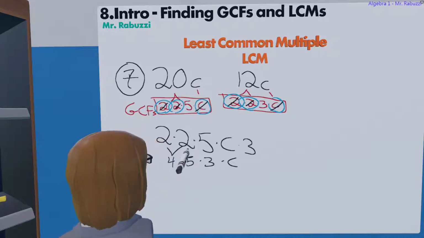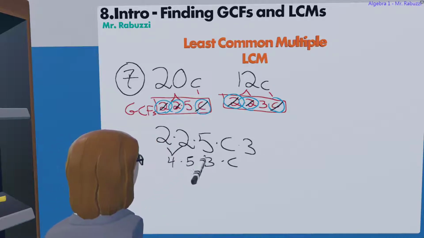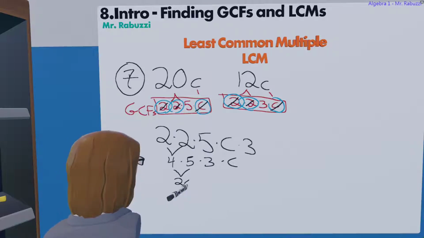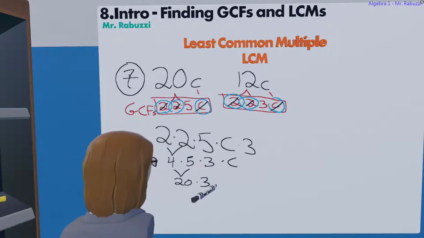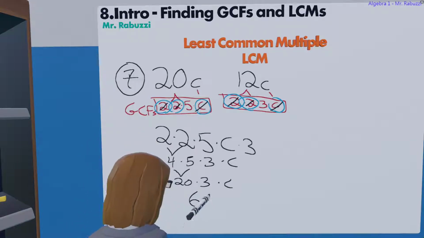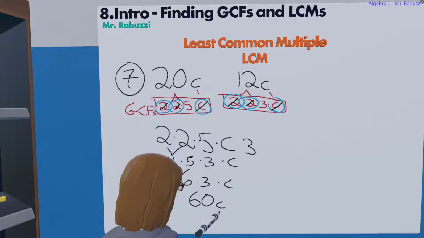So 2 times 2 is 4. The 5 and the 3 are still here. 4 times 5 is 20. The 3 is still here. 20 times 3 is 60. And C.